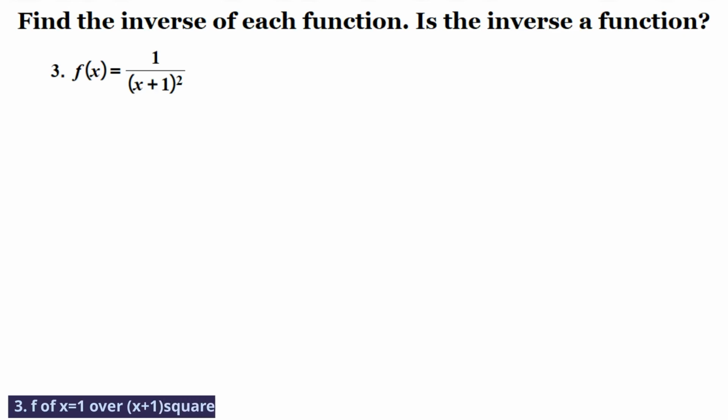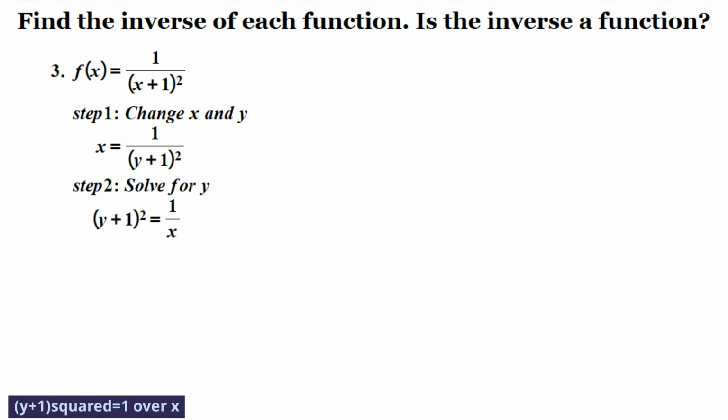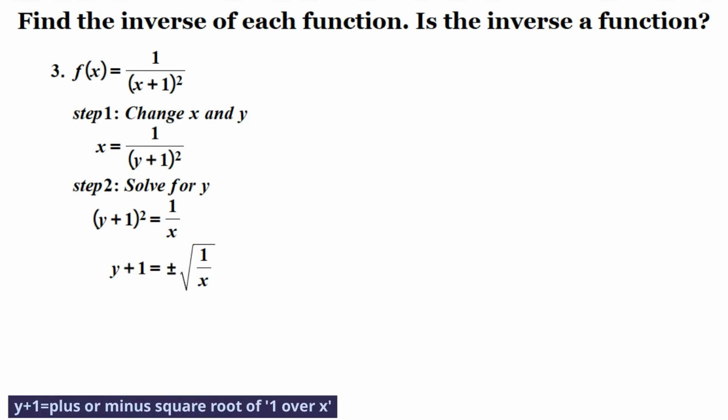3. F of x equals 1 over x plus 1 squared. Step 1. Change x and y. X equals 1 over y plus 1 squared. Step 2. Solve for y. Y plus 1 squared equals 1 over x. Y plus 1 equals plus or minus square root of 1 over x.